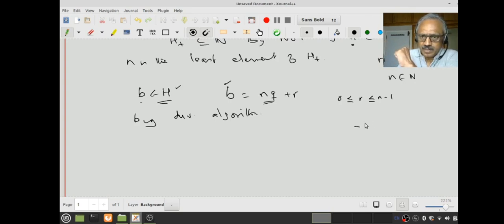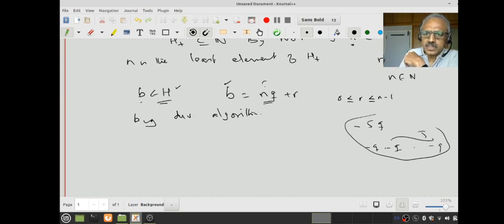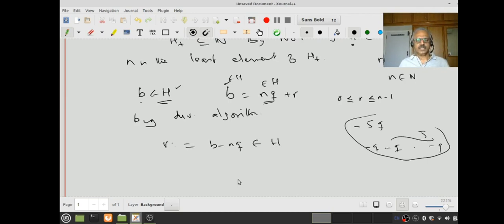Are you following? If it is minus this, that only says minus Q minus Q minus Q, this n times. So this is also an element of H. This is an element of H. Therefore, what do I conclude? Therefore, R, which is equal to B minus NQ, this is also an element of H, because we are using the subgroup property.